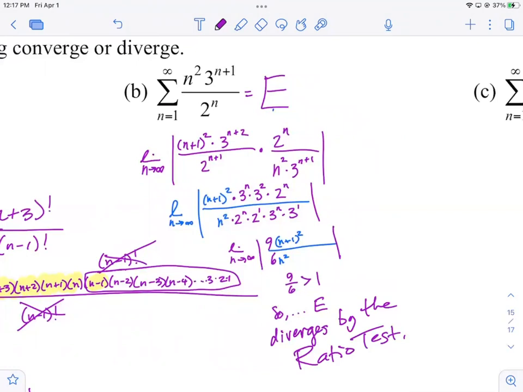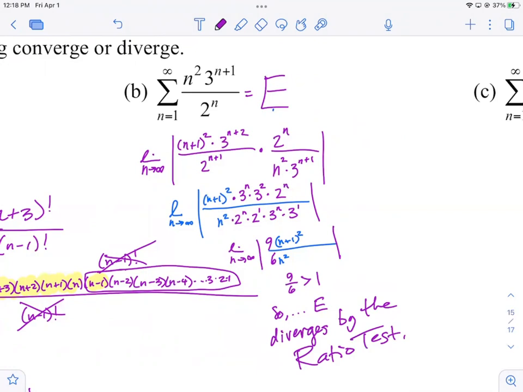Ratio test. I love the ratio test. I love simplifying that absolute value quotient after we set it up. It's fun. It's a little different, right? Feels like we're just frolicking through the problem.